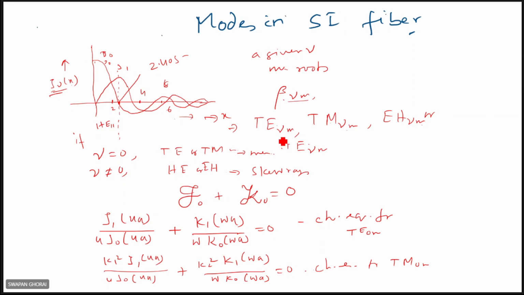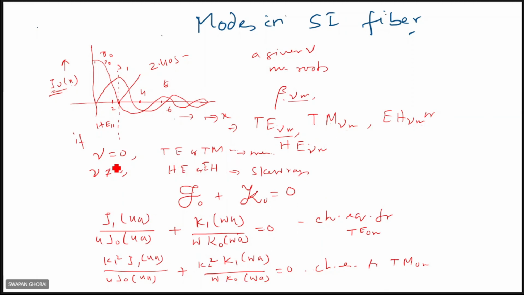I think it is not quite clear why these suffixes come. That is because of the nature of the Bessel functions. It can be a first order Bessel, second order Bessel, etc. And m comes because of these crossings. So there will be m roots for a particular value of nu. That's why the modes will be labeled as TE nu m, TM nu m, and so on. They can be correlated with the rays.